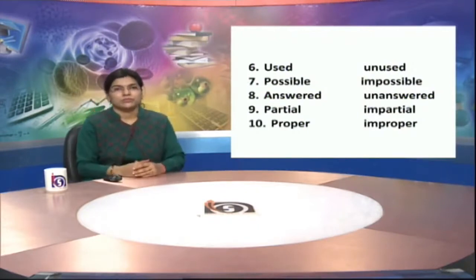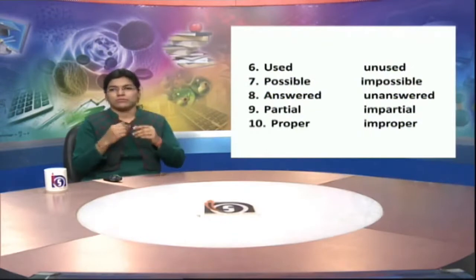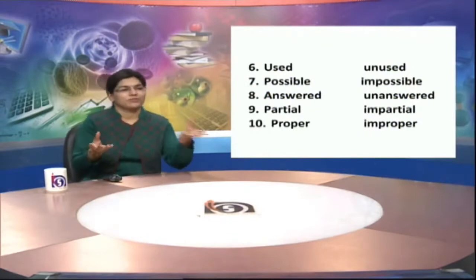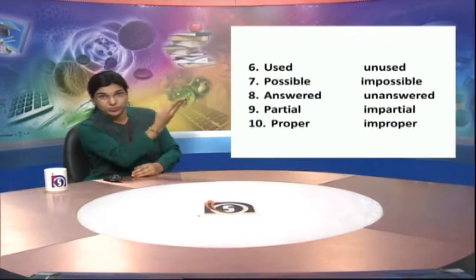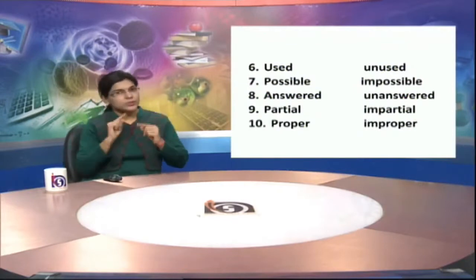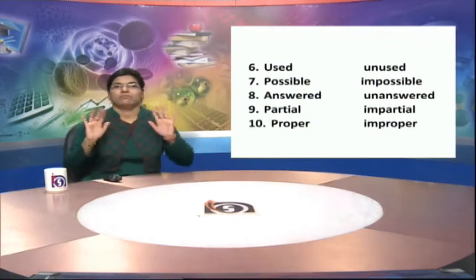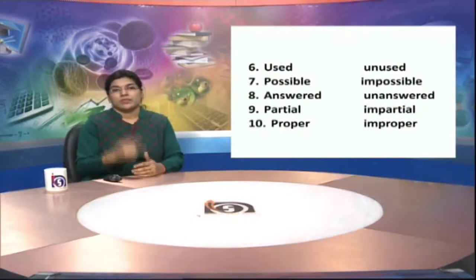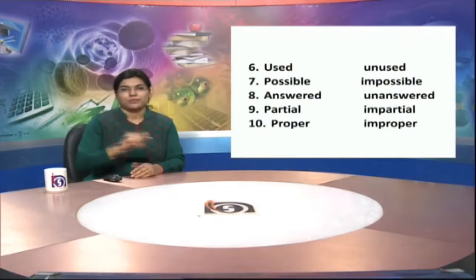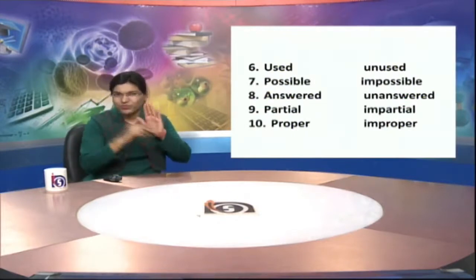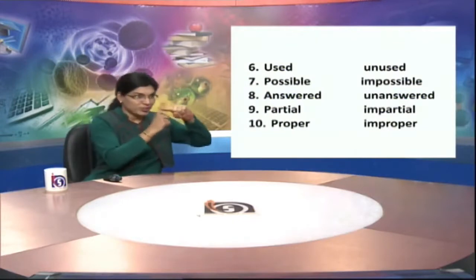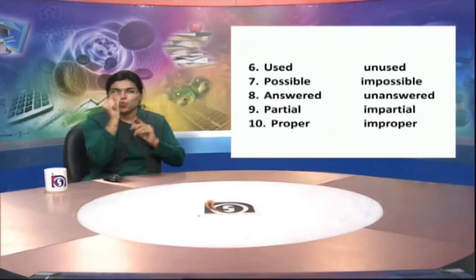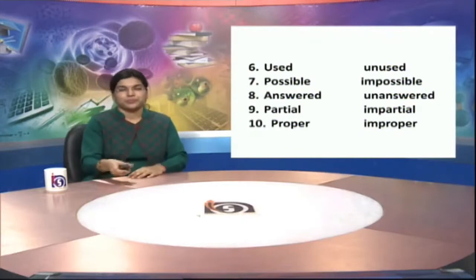Ninth word is partial. The opposite is impartial. Tenth word is proper. The opposite is improper. So I hope you understand these words. You see the opposite where un or im is used.